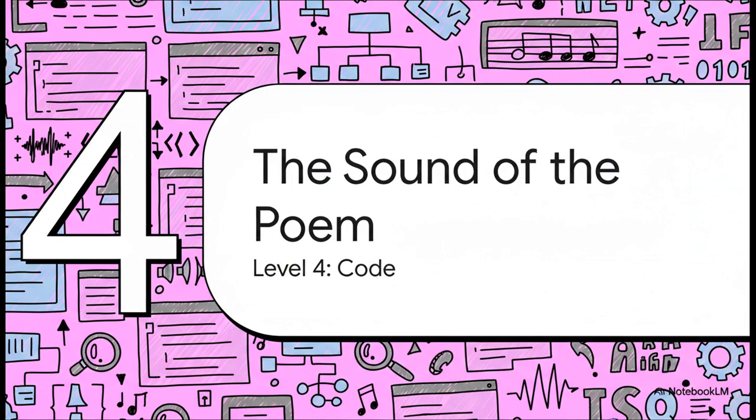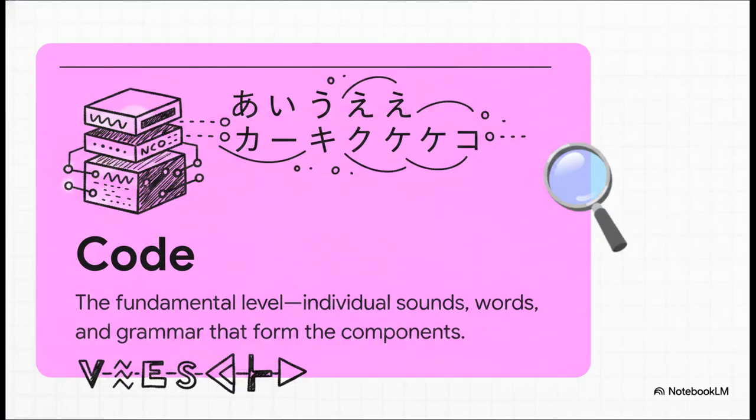All right, one last zoom. We're going all the way down to the most fundamental level. The raw material everything else is built from. This is level 4, code. In software, this is the actual lines of programming. For our poem, it's the most basic building blocks of the language itself. The phonetics, the individual sounds of each Japanese word, the choice of every vowel and every consonant.